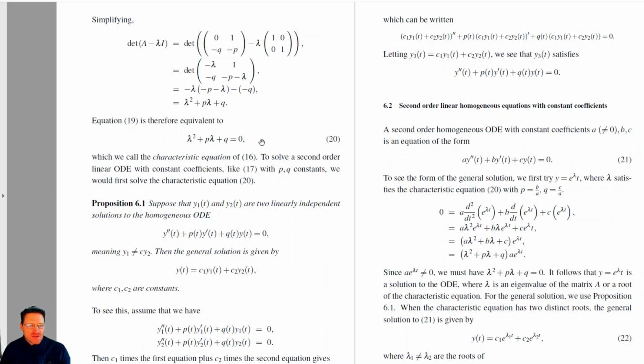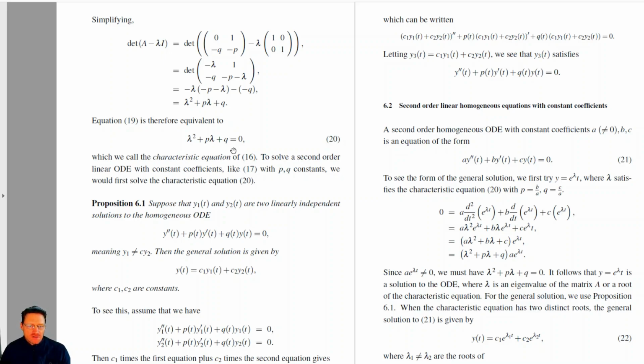Okay, so we call this equation the characteristic equation, but notice that when you're solving for lambda, you don't have to go through all of this process. You can just look at the coefficients and straight away write down the characteristic equation of equation 16.